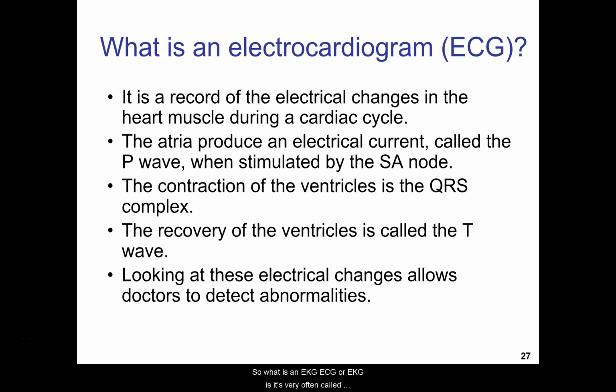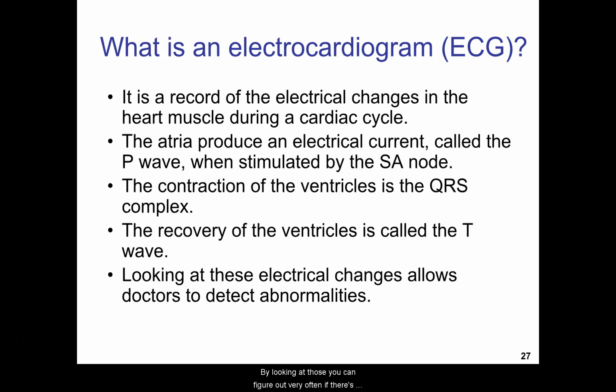So what is an ECG, or EKG as it's very often called? A kind of interesting side note, they call it an EKG because the person who invented it, I believe, was German, and cardio in German is spelled with a K. It's a measure of the electrical changes in the heart muscle during a cardiac cycle. So it's measuring those signals sent from the SA node to the AV node. And the atria produce an electrical current called the P wave when stimulated by the SA node. Then the contraction of ventricles is what's called the QRS complex. And then the recovery of those ventricles is called the T wave.